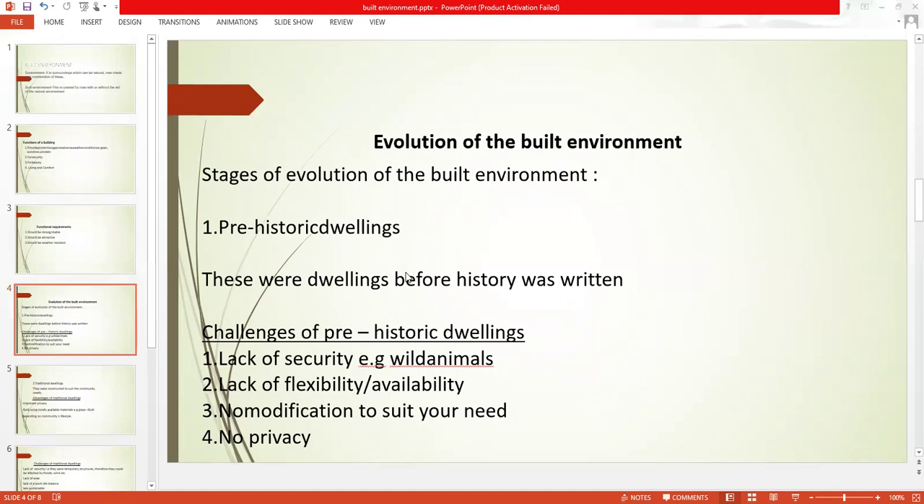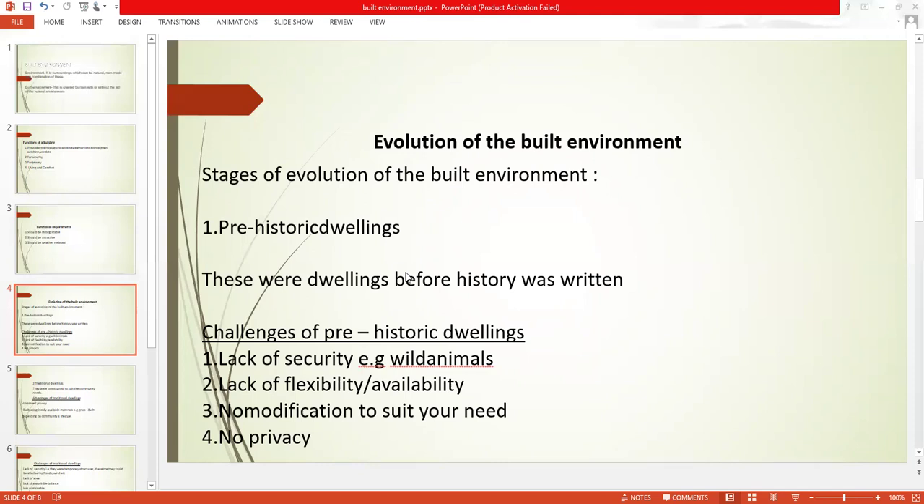Then we have challenges of prehistoric dwellings. The first challenge is lack of security because we have, for example, wild animals. In these prehistoric dwellings, people lived in caves and trees. Then number two, we have lack of flexibility or availability. Not everyone may fit in a cave. Maybe it was just constructed for 2 people and you're 10. So there will be lack of flexibility and availability of shelter.